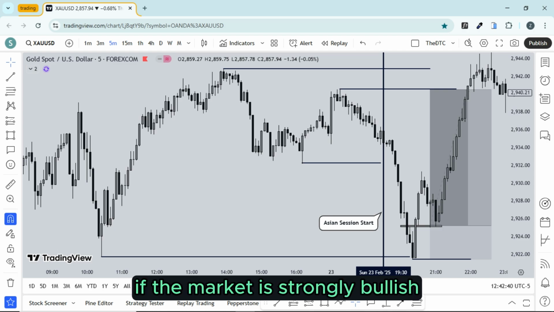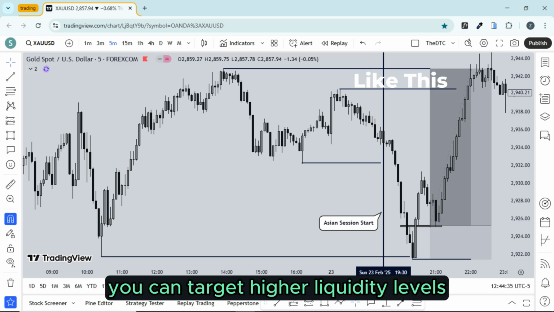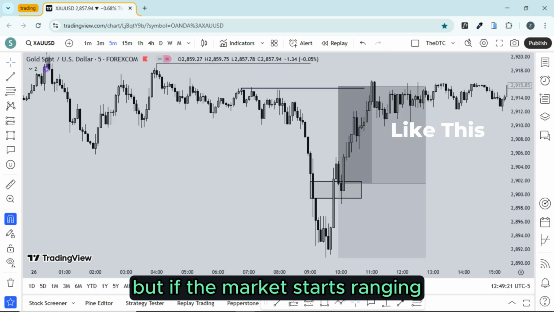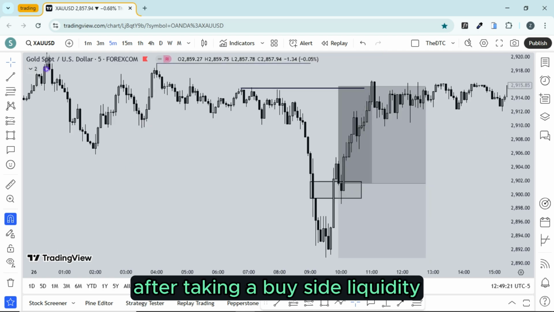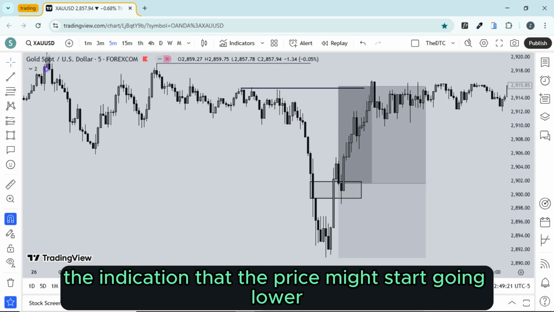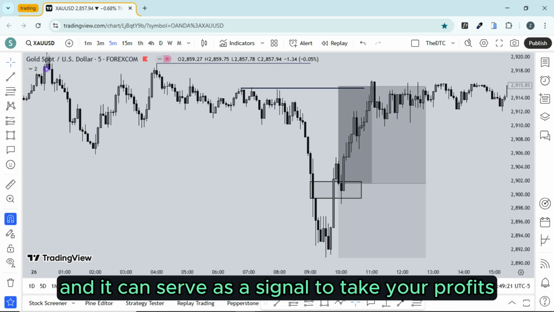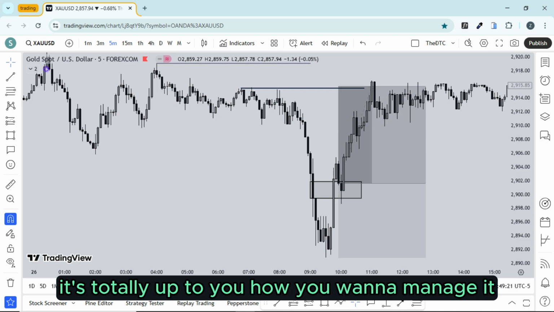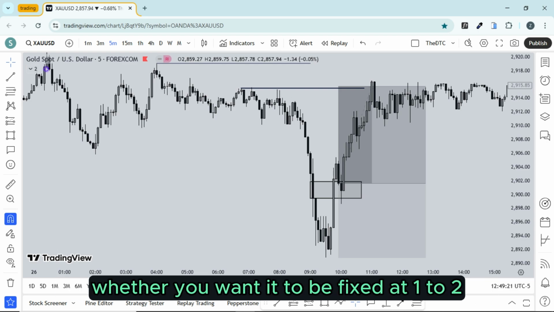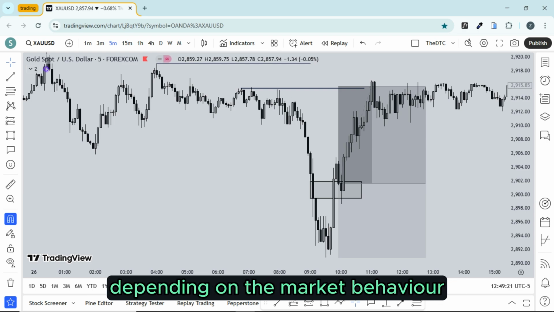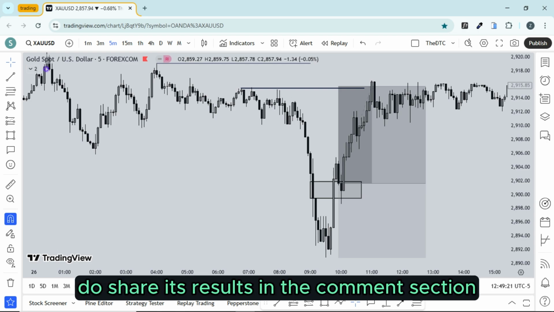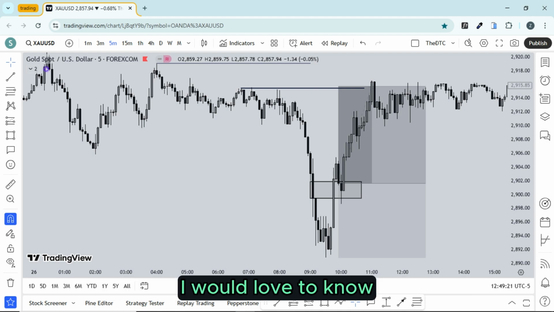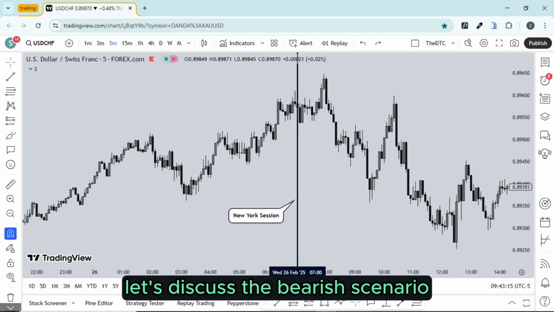If the market is strongly bullish, you can target higher liquidity levels. But if the market starts ranging after taking a buy side liquidity, that can be the indication that the price might start going lower, and it can serve as a signal to take your profits at that level. Anyway, taking profit can be done in multiple ways. It's totally up to you how you want to manage it, whether you want it fixed at 1-to-2, or you want to manage it by yourself depending on the market behavior. If you backtest it, do share its results in the comment section. I would love to know how it is working out for you and what you think is the best way of taking profit.